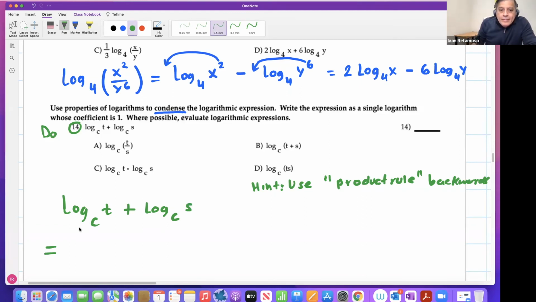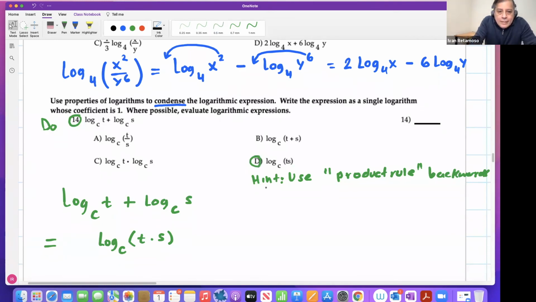Backwards, we know that the product rule says the log of the product is equal to the sum of the logs. I have the sum of the logs, so I can come back to the product form this way: log base c of t times s. Remember, mathematicians don't write the product symbol, so they will write it as ts here. Excellent. Great.